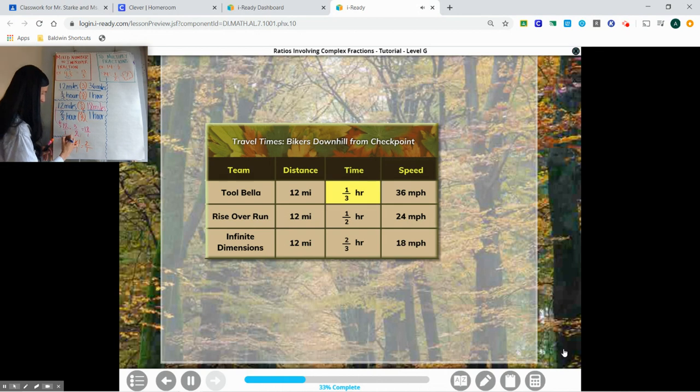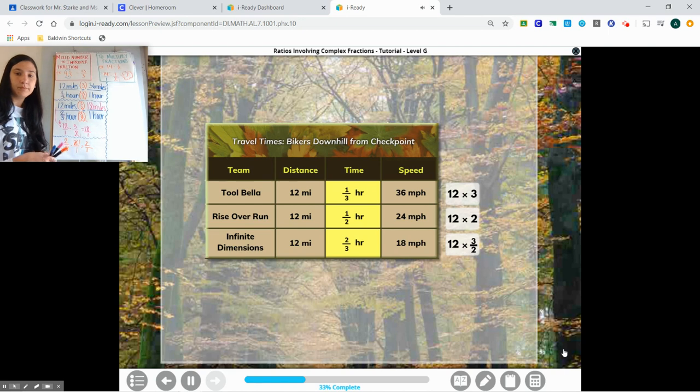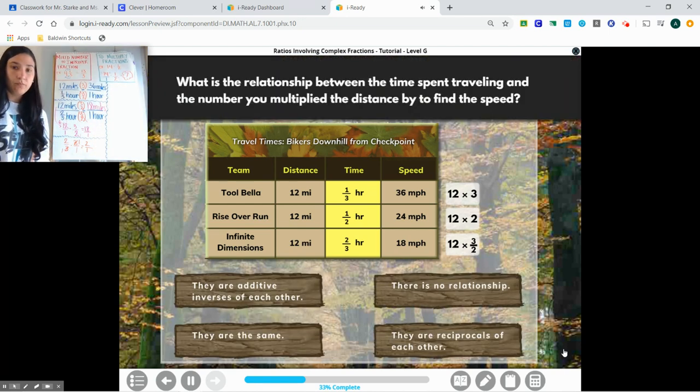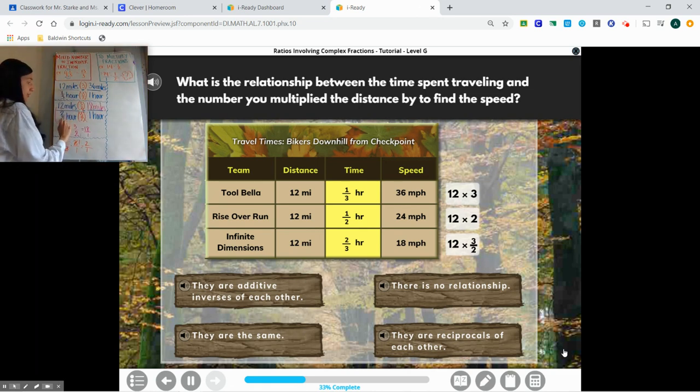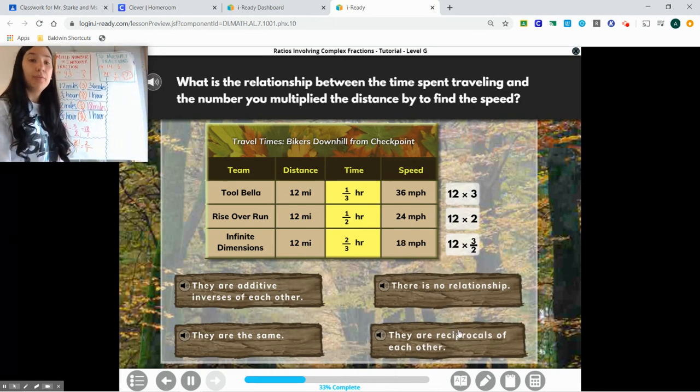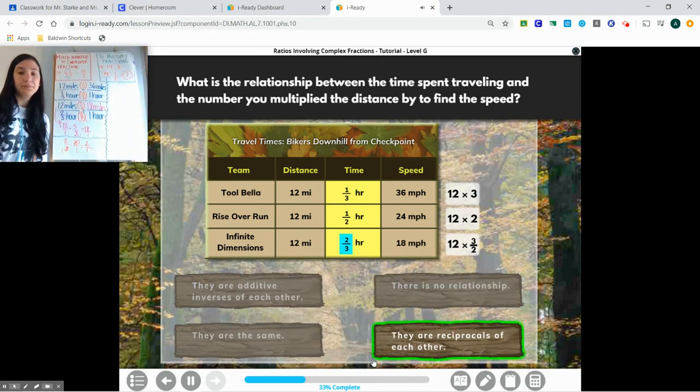When we had 1/3 of an hour, we multiplied by 3. And when we had 1/2 of an hour, we multiplied by 2. Then, when we had 2/3 of an hour, we multiplied by 3 halves. So what is the relationship between the time spent traveling and the number you multiply the distance by to find the speed? What's the relationship between 1/3 and 3, or 2/3 and 3/2, or 1/2 and 2? They are reciprocals. These numbers are reciprocals of each other. Remember that whole numbers have a hidden denominator of 1.